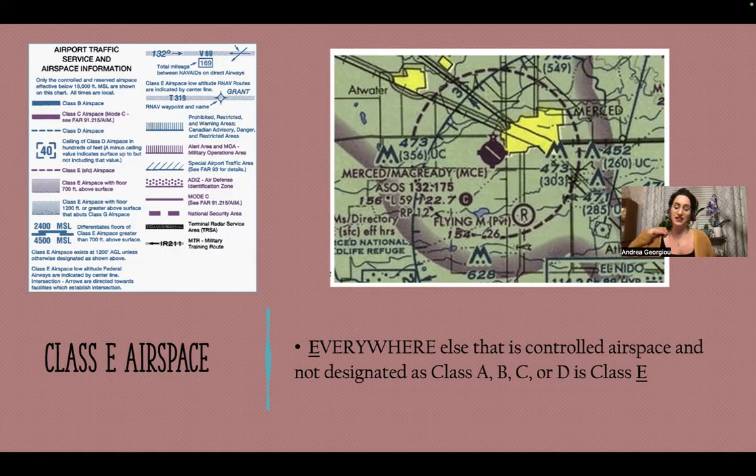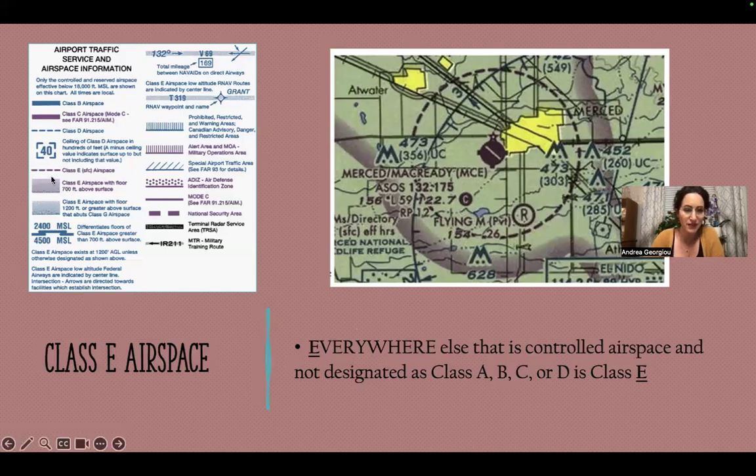Everywhere else that's controlled, that's not designated A, B, C, or D, is Class Echo. And think of it, it's because once you take off out of an airport and you have air traffic control assisting you, once you're en route, you still are going to want air traffic control maintaining separation. So you're going to be handed off to different controllers en route, different frequencies, and that's going to be your Class E airspace throughout the US.